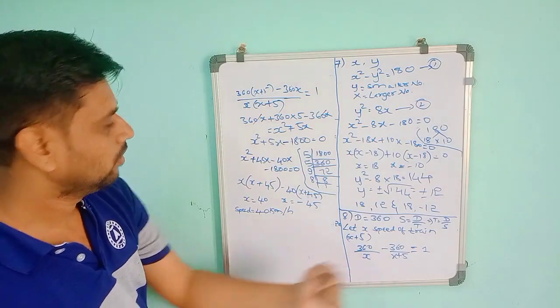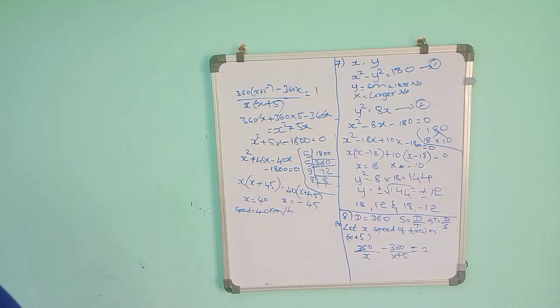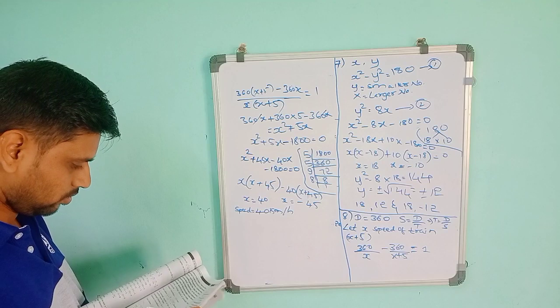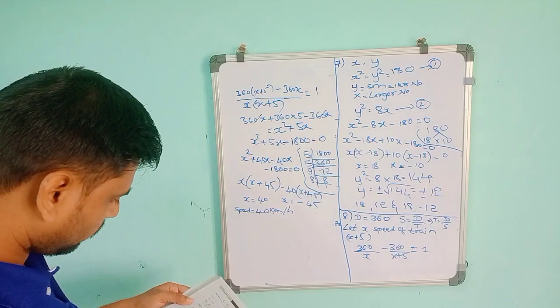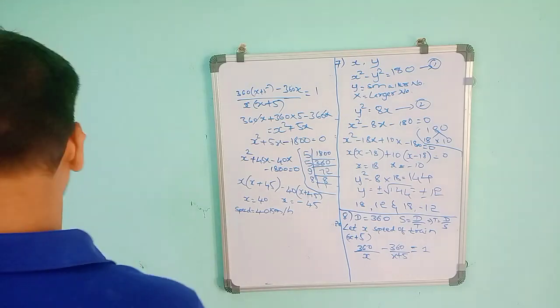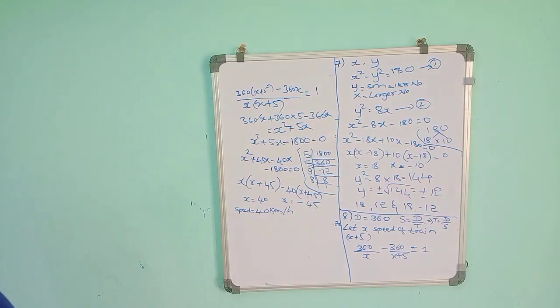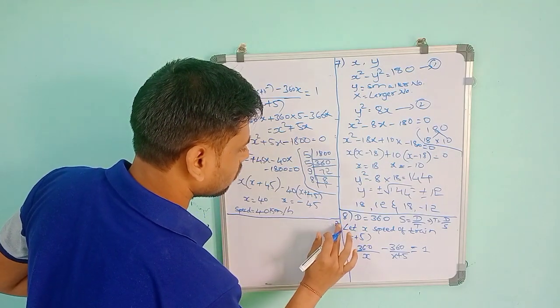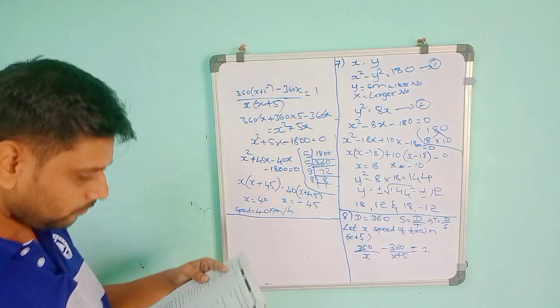Then they given what they ask. They ask the speed of the train. So the speed of the train is 40 km per hour. Then next one.